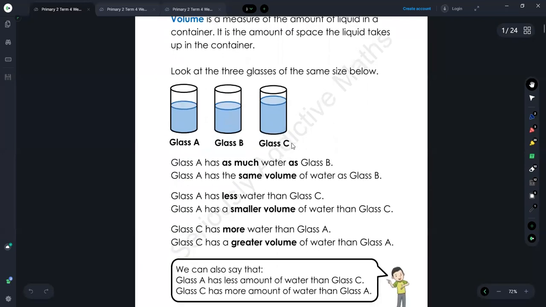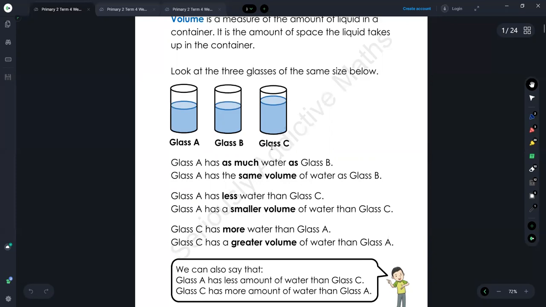So in this case, you can see that A and B have the same volume of water. So we can say that glass A has as much water as glass B, the same amount. And then if you compare A and C, clearly C has the greatest volume. Sorry, I shouldn't use amount. So you can say that glass A has less water than glass C, or glass A has a smaller volume.